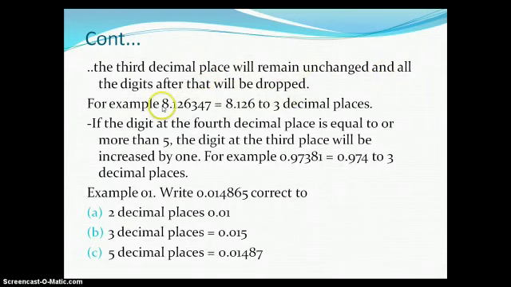For example, 8.126347. This will be equal to 8.126 to 3 decimal places. You have to count 1, 2, 3. The 4th digit is 3, meaning that it is less than 5. So the third digit will remain unchanged and the rest will be dropped. So it will remain 8.126.